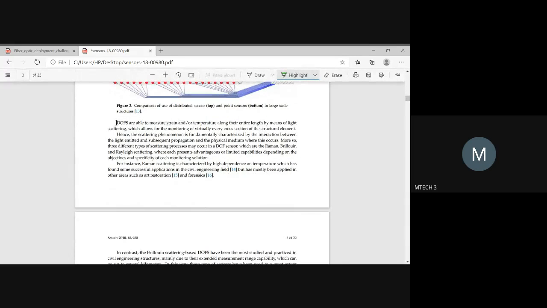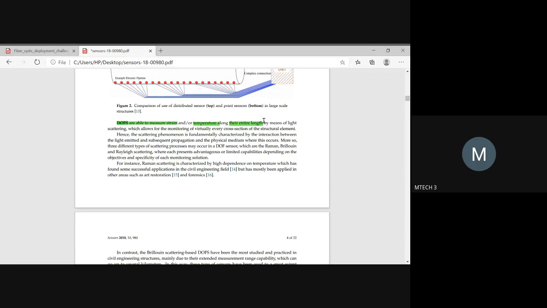So you now know the difference between just an optical fiber sensor and a distributed optical fiber sensor. If we speak about the distributed optical fiber sensor, it can measure the variation in the strain or even the variation in the temperature. It is not for a specific point. It is to know the variation across the entire length.